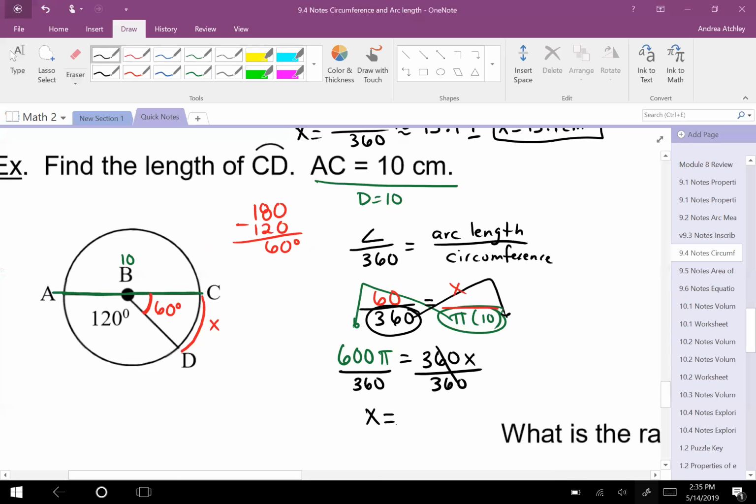Did anyone plug it into a calculator yet? 5.23. Does the 3 make the 2 move up? No. So x is going to equal 5.2, and again, centimeters. That's the length of that arc. Any questions over that?